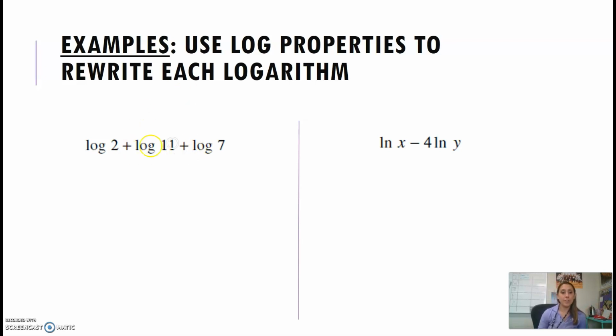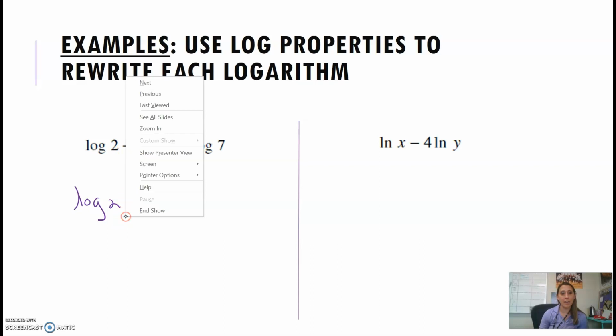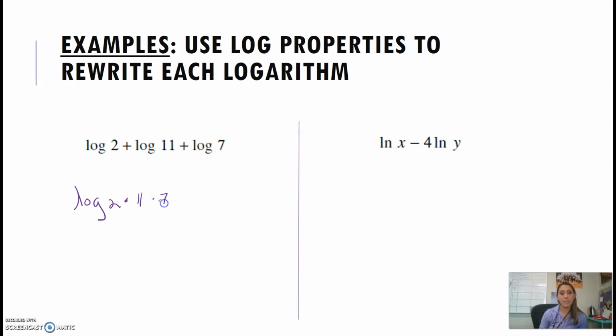So the first thing I'm going to do is write, I can see that they're all the same log, so I'm going to write that one time, log. And then I'm going to start with my first one, which is 2. And then I have a plus sign, so I'm going to add times. And then I'm going to write the number since I already took care of the log. And then I have another plus sign, so I'm going to write times and 7. And then I'm going to put this in parentheses, and I'm done. That is it.